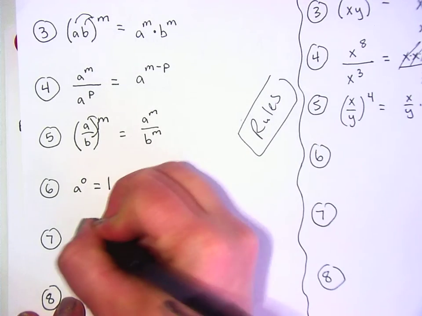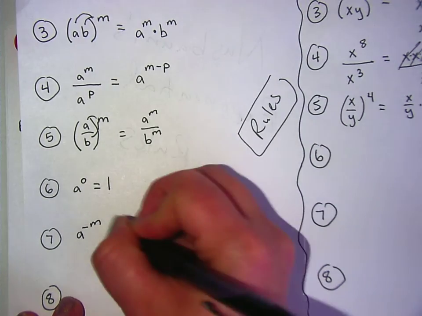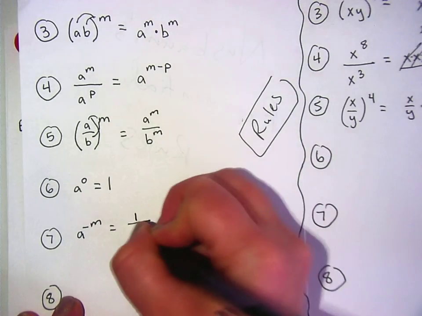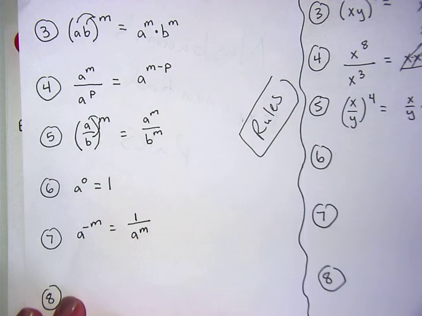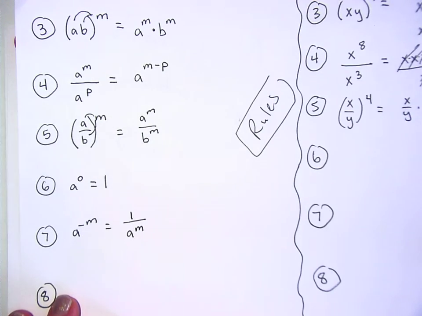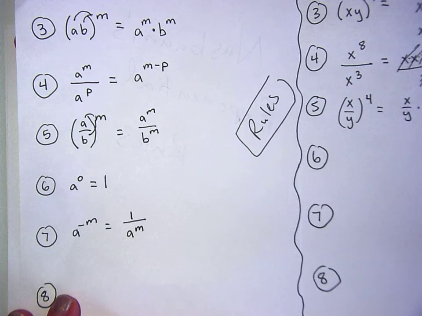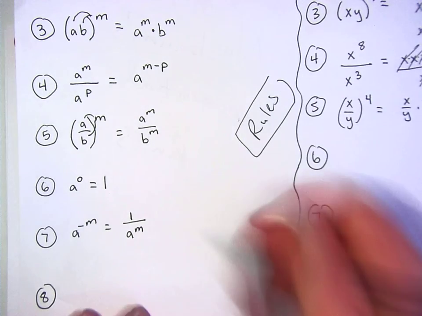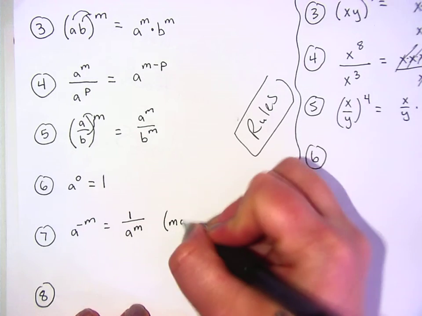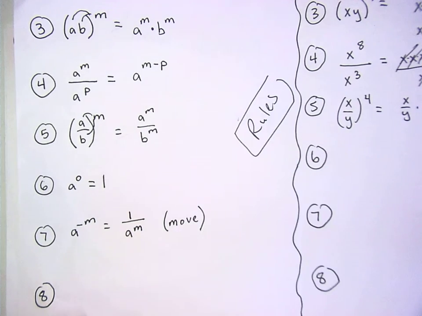So a to the negative m is equal to 1 over a to the m. If it's a negative power, that basically means that you put it on the bottom of the fraction. This is what I call the move rule. It means that if there's a negative exponent, you're going to move it. If it's on the bottom and it's negative, it goes to the top and becomes positive. If it's negative on the top, it goes to the bottom and becomes positive.